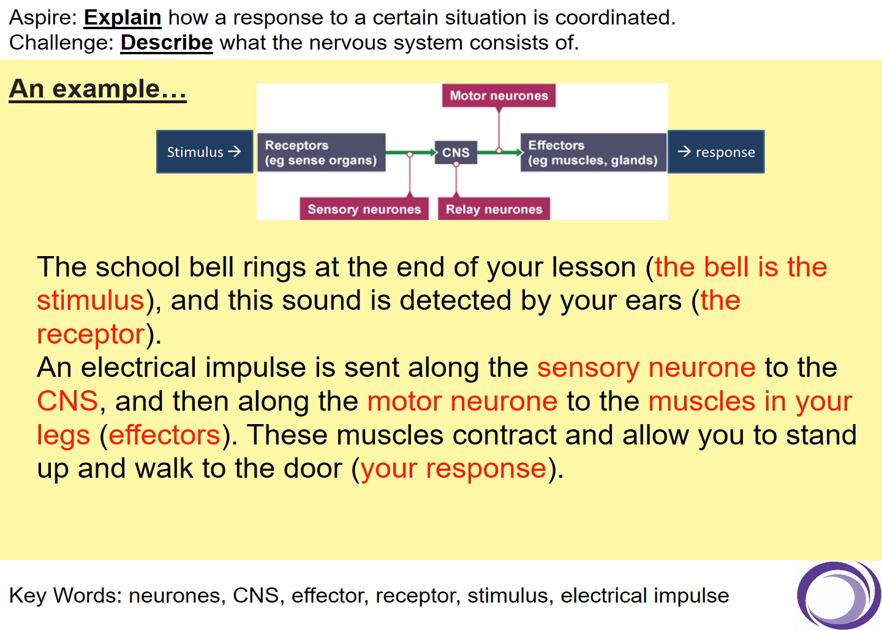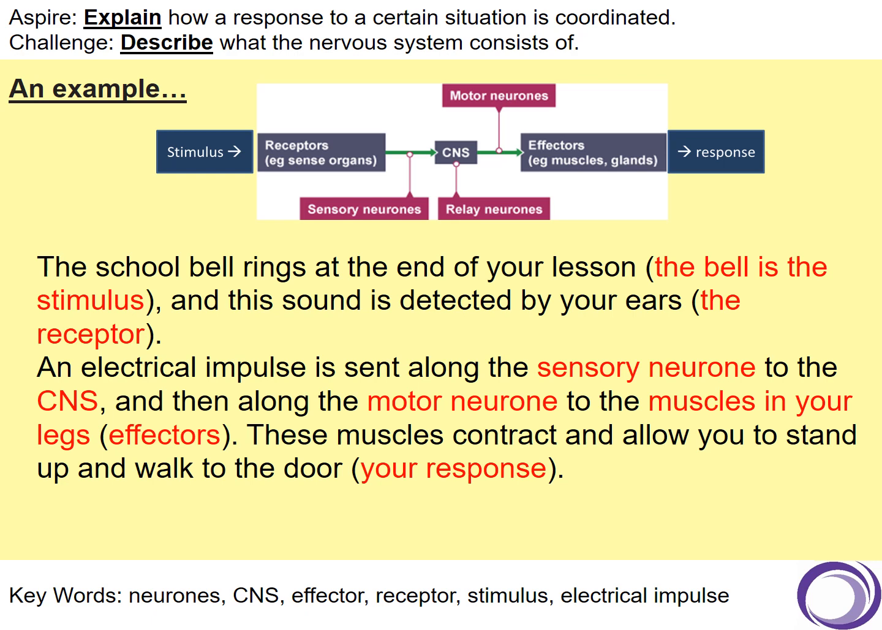So the school bell rings at the end of the day, and the bell is your stimulus. So the sound that you hear, the stimulus, is detected in your ears by your receptors. An electrical impulse is sent along your sensory neuron to your CNS. Remember, sensory neuron is attached to your senses.